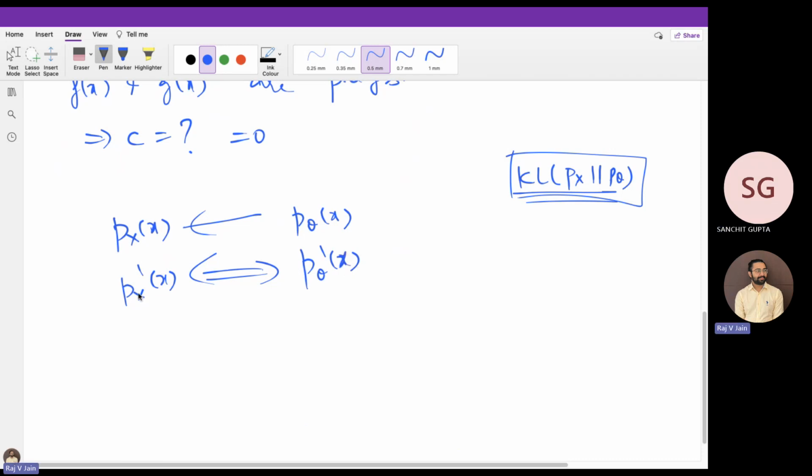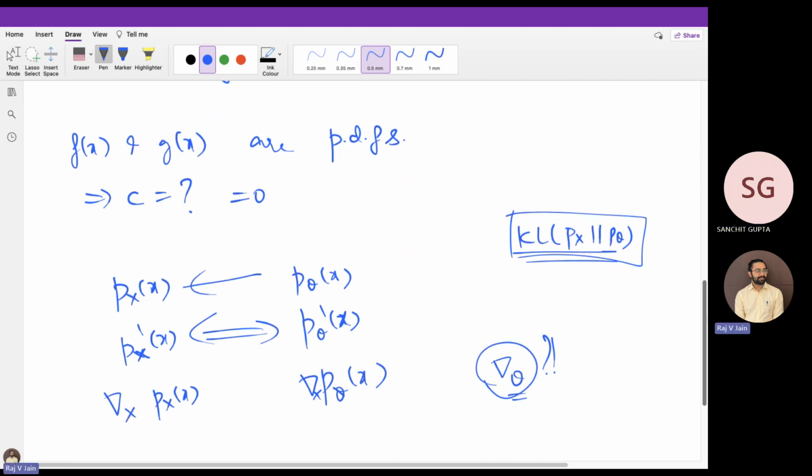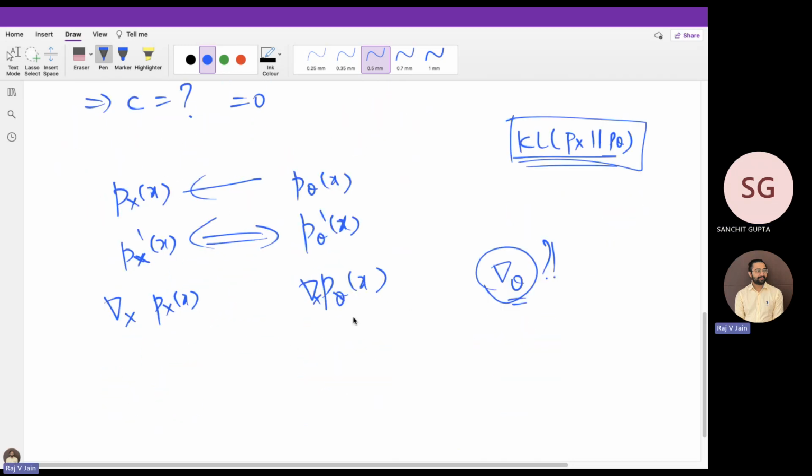Now, one last thing. This derivative is with respect to x, by the way. So this is del x of p_x of x, and this is also del x of p theta of x, not del theta. I still need to get the gradients with respect to theta so that I can learn them, at the end of the day. Okay, so we'll stop here and we'll see how EBMs try to approach this problem.